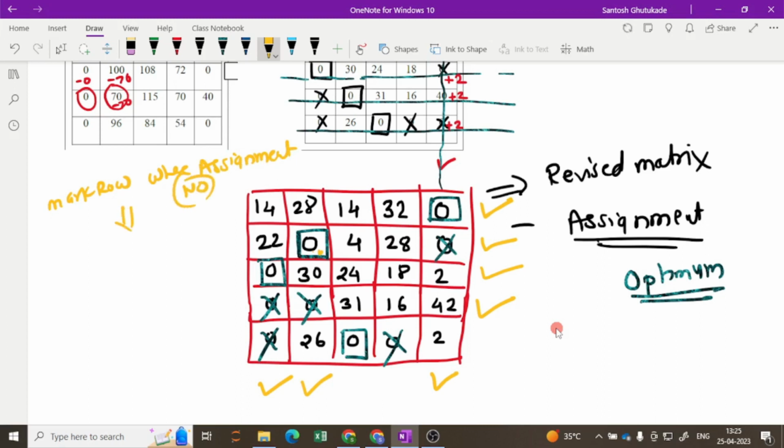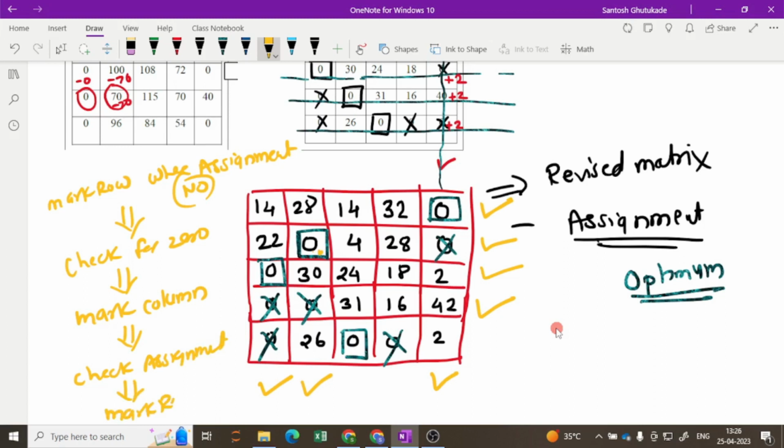Then after that, check for a 0. The next step is to check for 0. If you found a 0, then mark that column. If you mark that column, again in that column check for assignment. Then check for assignment, and if there is an assignment, then mark the row and repeat this procedure again.